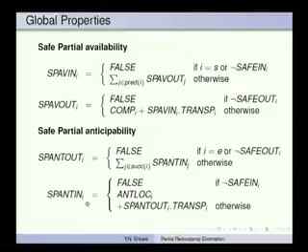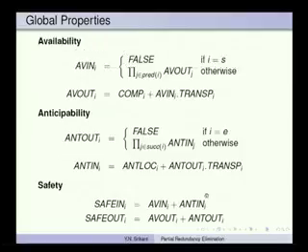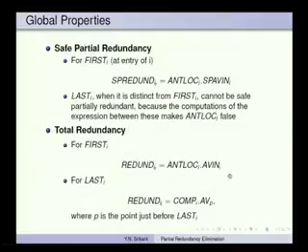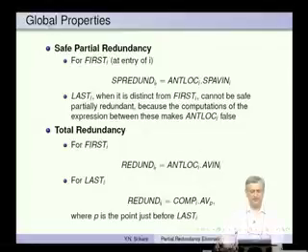And span in is simple: false if the input point is not safe, otherwise locally anticipable or anticipable at the output point and not modified. So, this is as in this case. Okay. So, not much difference between these two. So, what is safe partial redundancy?